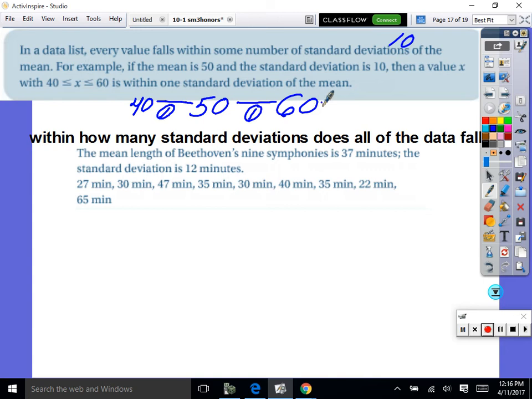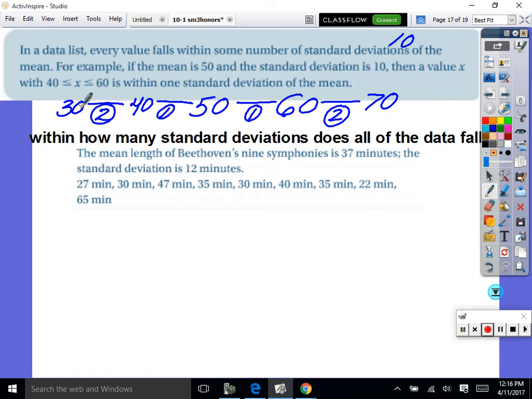Let's go out another standard deviation. So what would we be at? 70, and then our second standard deviation. So if I said to you, within how many standard deviations does 33 fall from the mean? 2. Does everybody understand? Now 40 is within one standard deviation. So that is within 1. Does that make sense? Okay, all good.